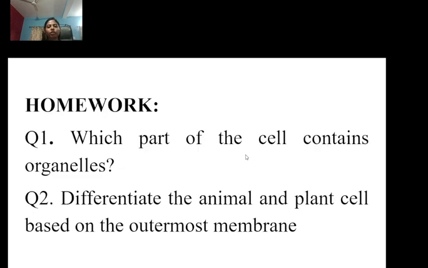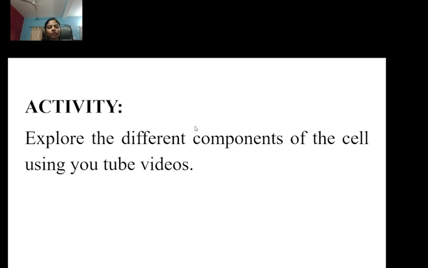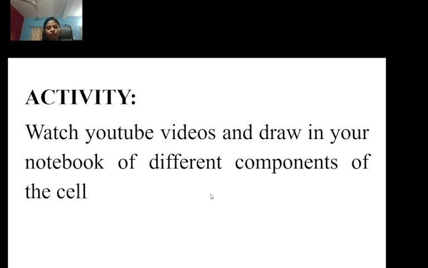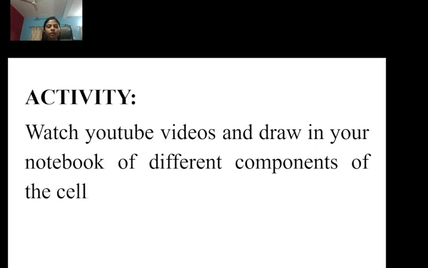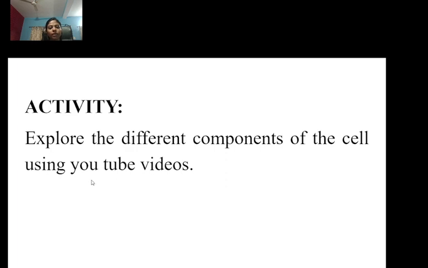Now, it's your homework part. Which part of the cell contains organelles? And differentiate the animal and plant cell based on the outermost membrane. And here is your activity. You have to explore the different components of the cell using YouTube videos. Either watch YouTube videos and draw the different components of the cell in your notebook, or just explore the different components of the cell using YouTube videos. You have the option of both activities. But you have to come up with your points. I will ask you all.